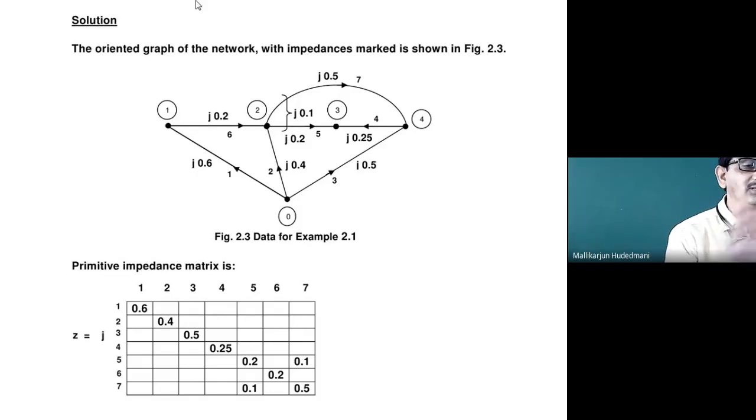But all this entire representation is in the form of impedance only. Now, what is required for me? Admittance. Then what should I do? Take the inverse of this matrix. Now, this is a very big task. How do you invert a 7 cross 7 matrix?